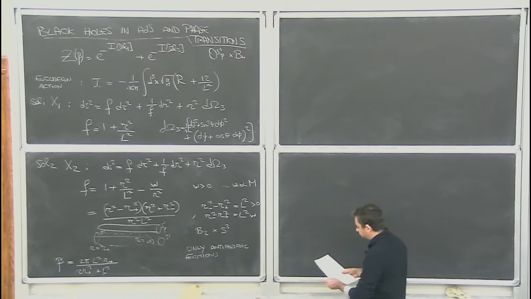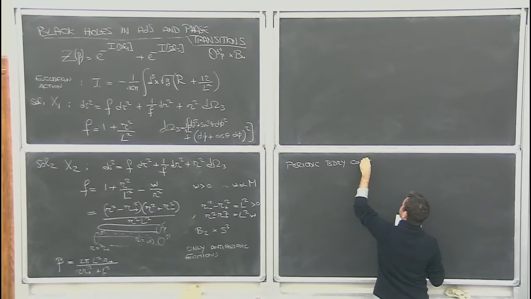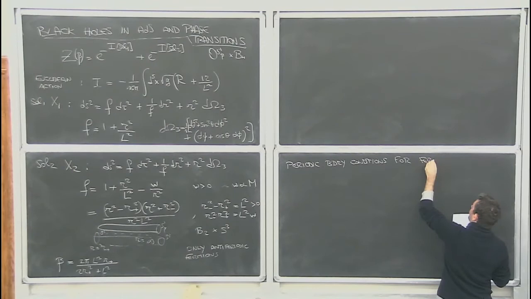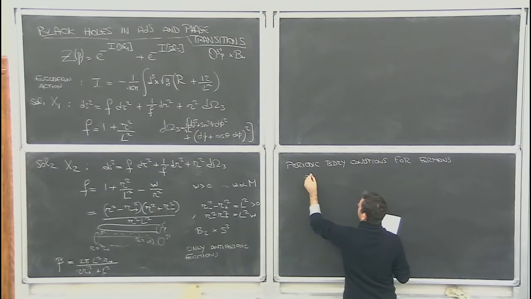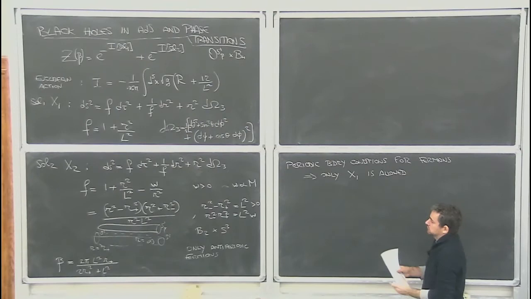So if I do periodic boundary conditions for the fermions, then only solution one is allowed. And therefore, there's just this solution.